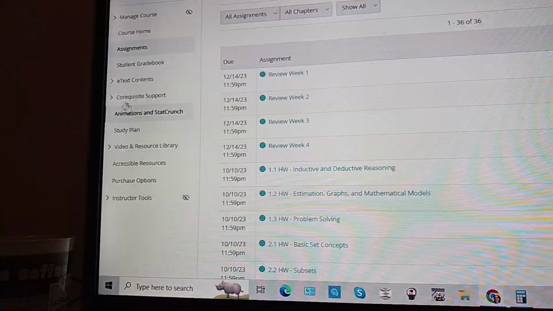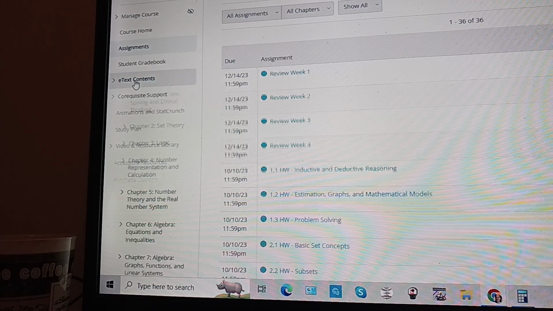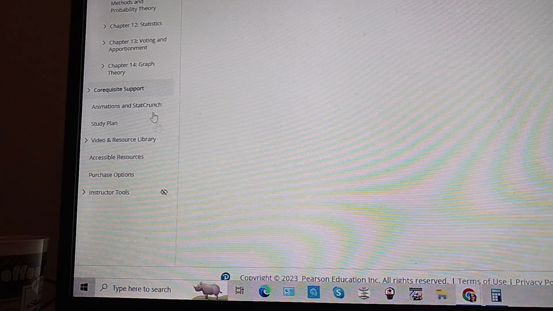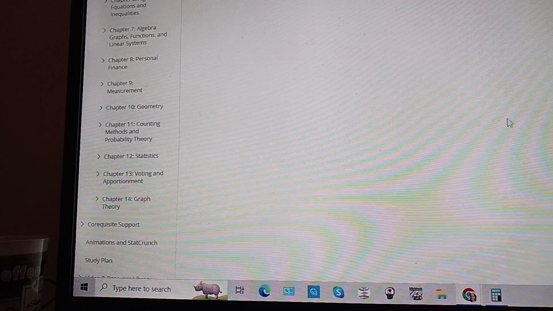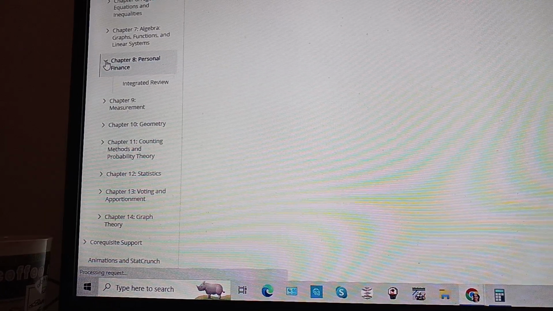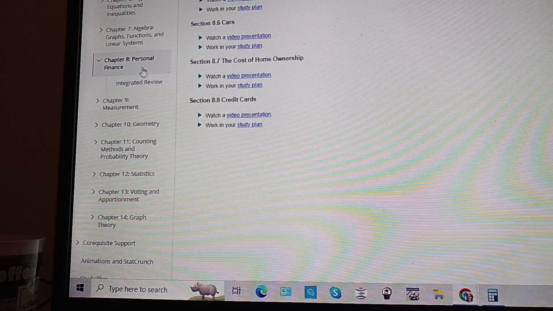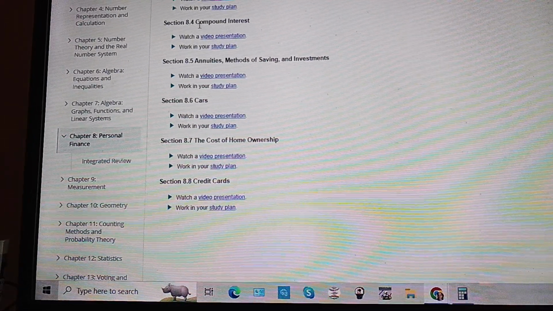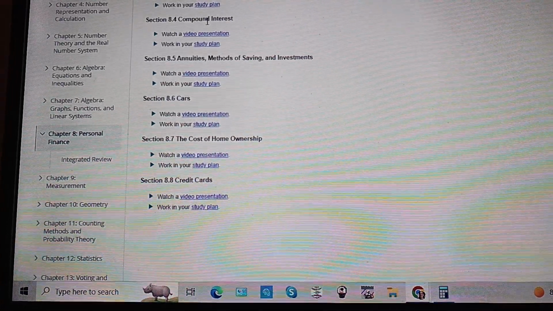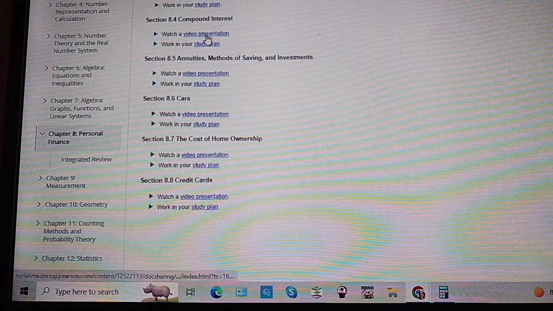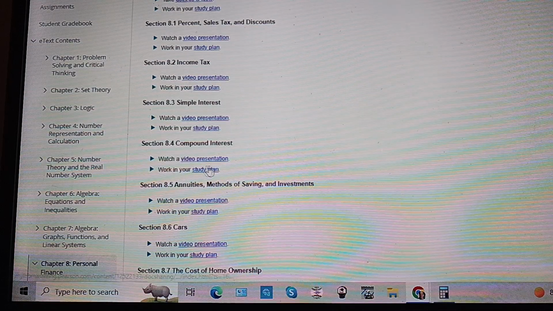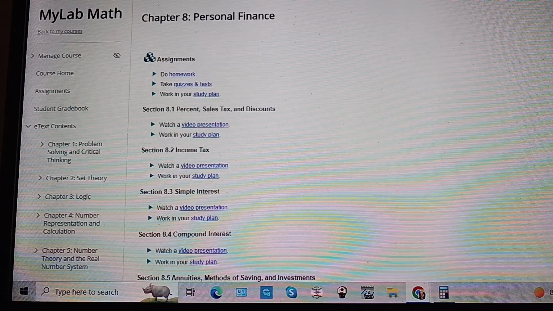You could also use the e-text content. So you click that and you click a chapter like chapter 8. Whoops, went too far. Let me go to chapter 8, click that, and then pick a section. Let's do the one I was in, 8.4. So for every chapter and every section, there's a video presentation in addition to the videos I make. The author made videos too, if you ever want to watch those.